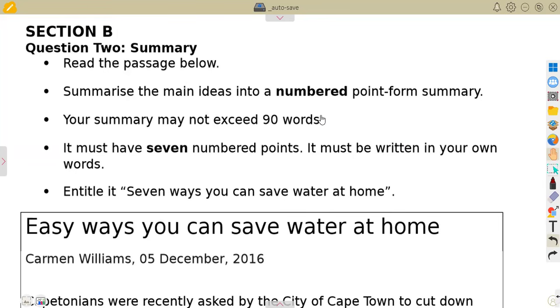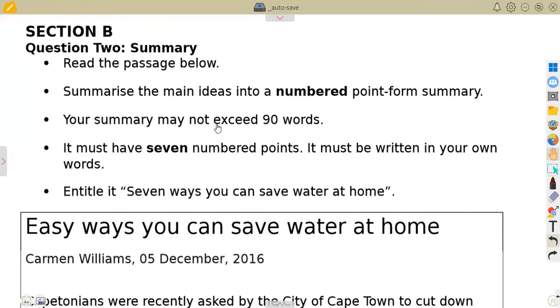I want you to take note of this. You must ensure that your summary has number 1 up until number 7, not a paragraph, but a numbered point form summary. And then the third aspect is that your summary may not exceed 90 words. It is a guideline that we must adhere to, that we must follow. At the end of the summary, you must stipulate your word count.